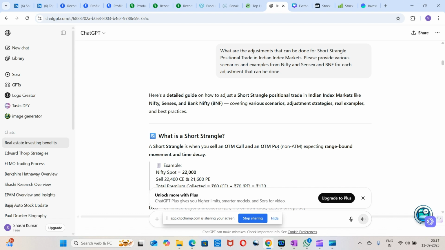So we have covered the short straddle positional strategy, and we have covered the adjustments for a short straddle positional trade in Indian index markets. Today's topic is what adjustments can be done for a short strangle positional trade in Indian index markets, and we will go through various scenarios and examples related to Nifty, Sensex, and Bank Nifty, and each adjustment that could be done.